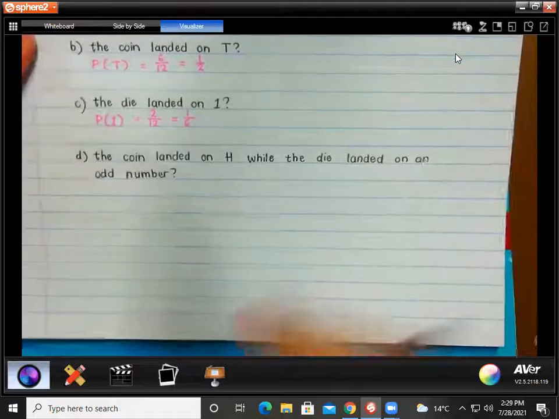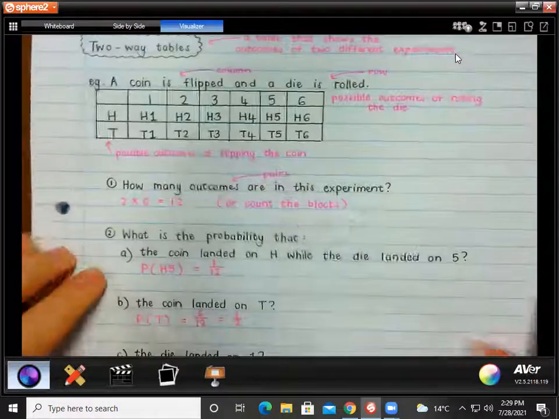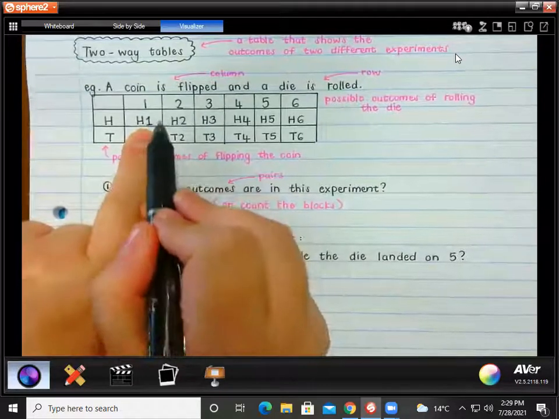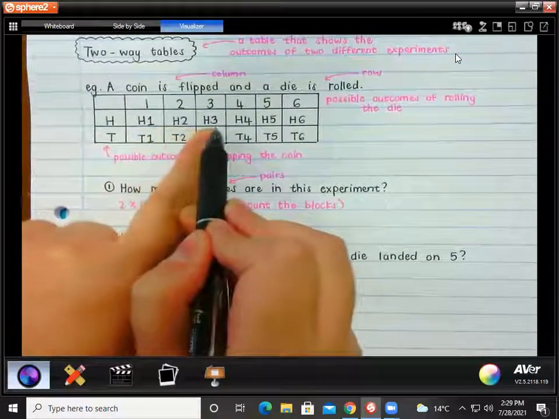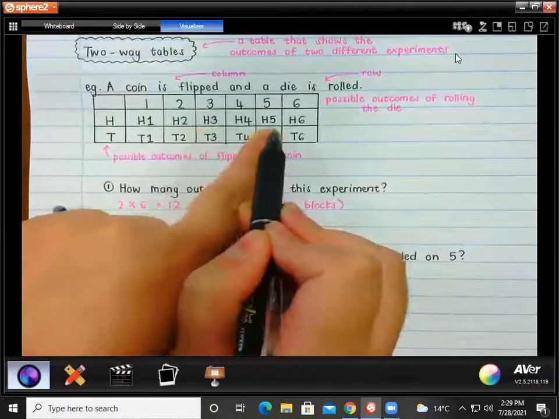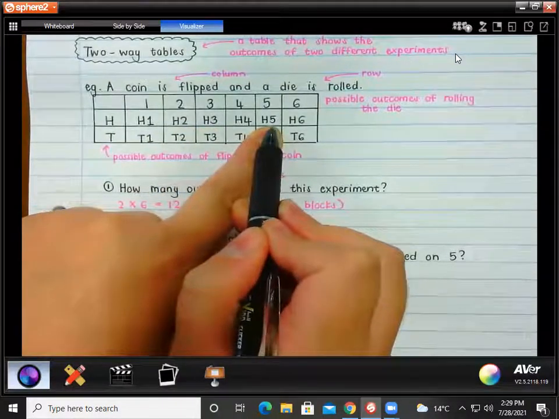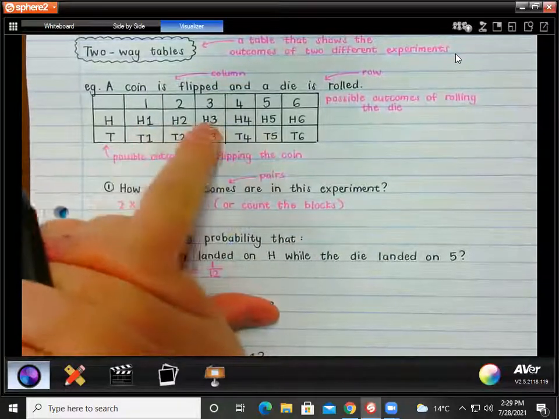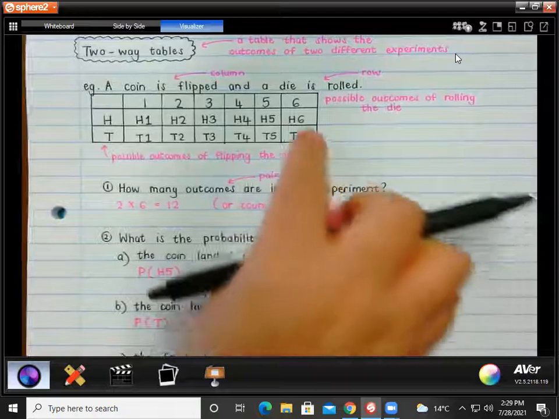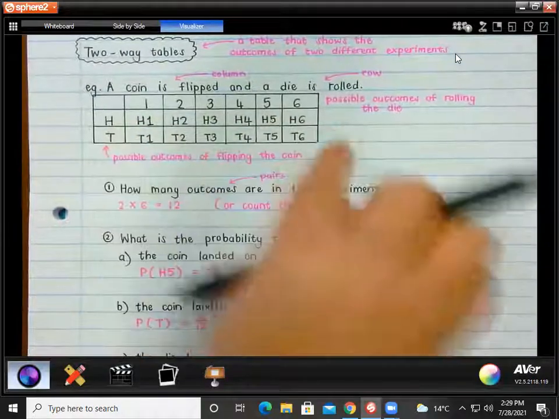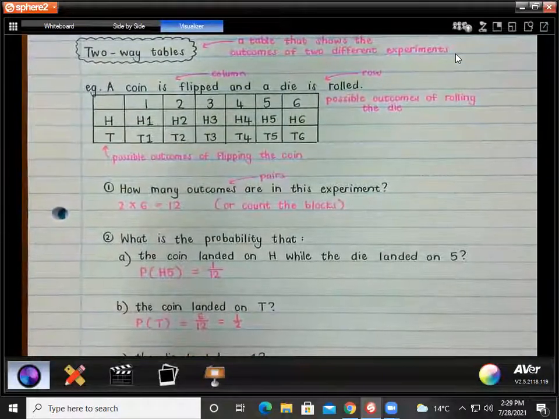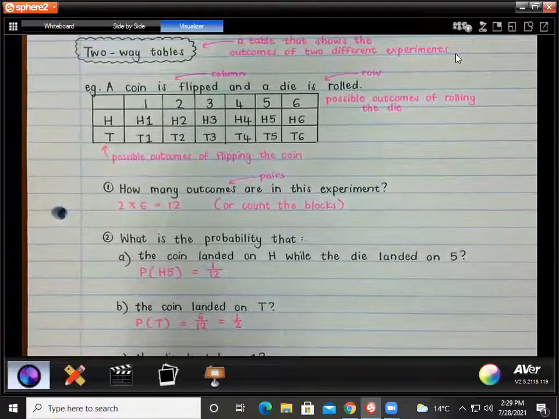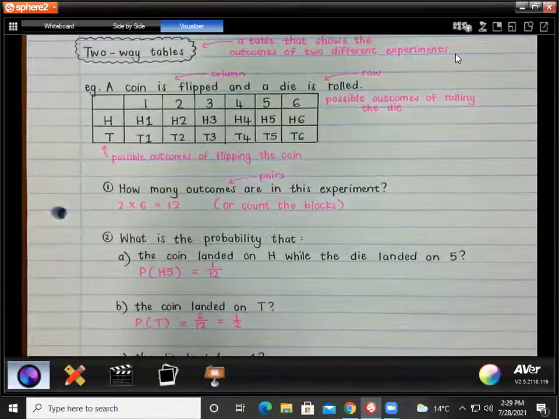All right, so in our table, H1, is 1 an odd number? Yes, okay, so that's one of them. H3 and H5. Are there any other H's that have odd numbers that I haven't mentioned? H1, H3, H5, so that is 3 over 12. All right, guys, if you have 12 blocks, 12 pairs, then that is always going to go at the bottom of your fraction. Okay, if you have 16 pairs, that's always going to go at the bottom of your fraction.